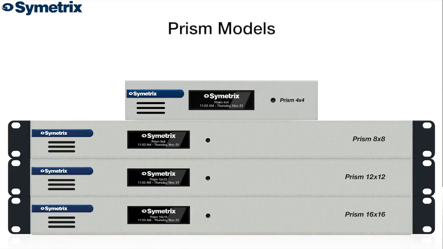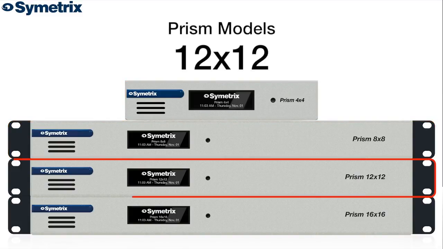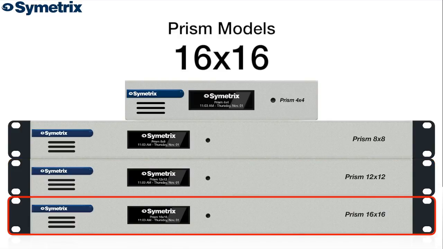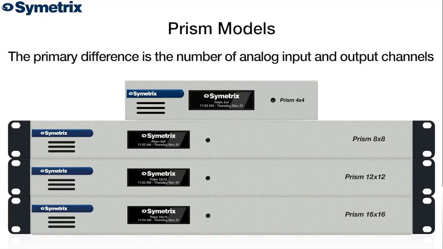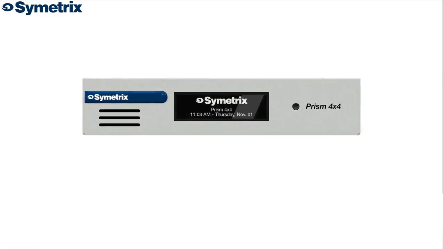There are 4 models: Prism 4x4, 8x8, 12x12, and 16x16. The DSP, analog audio, and converter technologies are identical in all 4. The primary difference among the family members is the number of analog input and output channels. Let's take a look at the hardware.